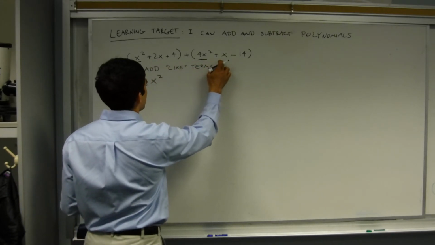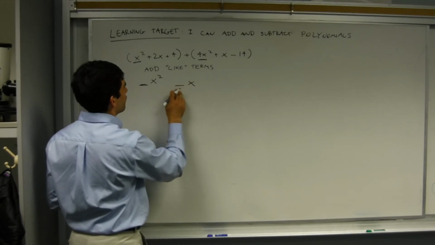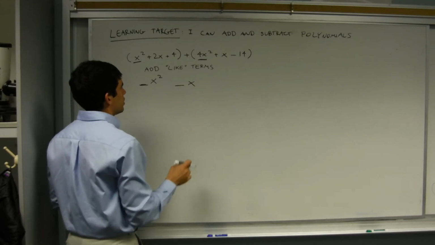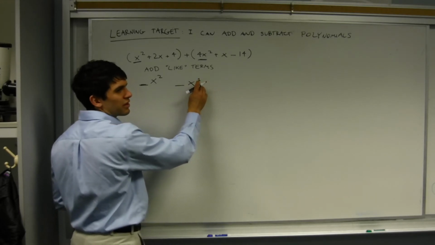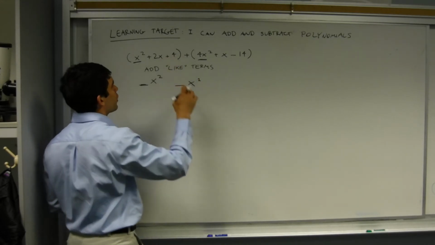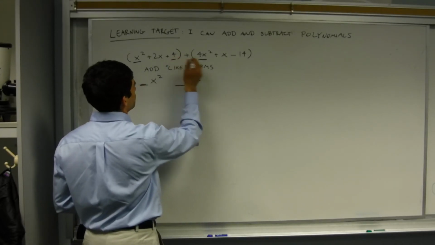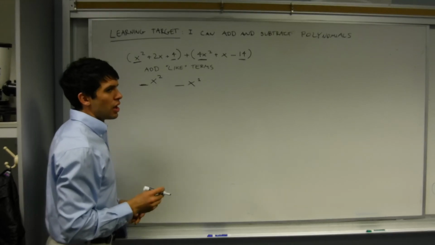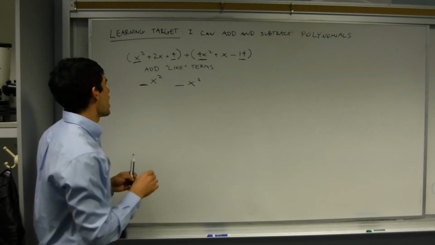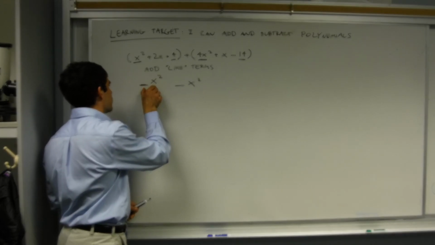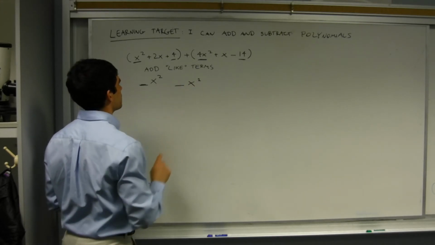Then 2x and x would be like terms because they both have some coefficient in front of an x to the first power, because whenever we have just an x, it's implied there's a 1 there. And then 4 and negative 14 would also be like terms, so we could add those together. The key thing to keep in mind is that you cannot add together a term with an x squared in it and a term with an x to the first in it. You have to keep them separate.